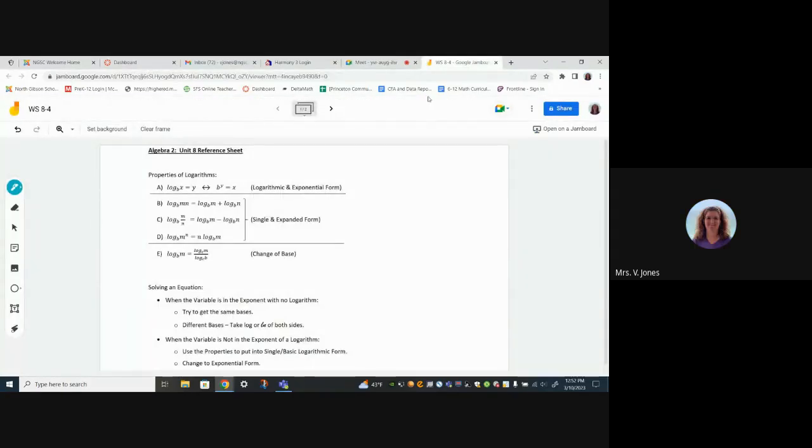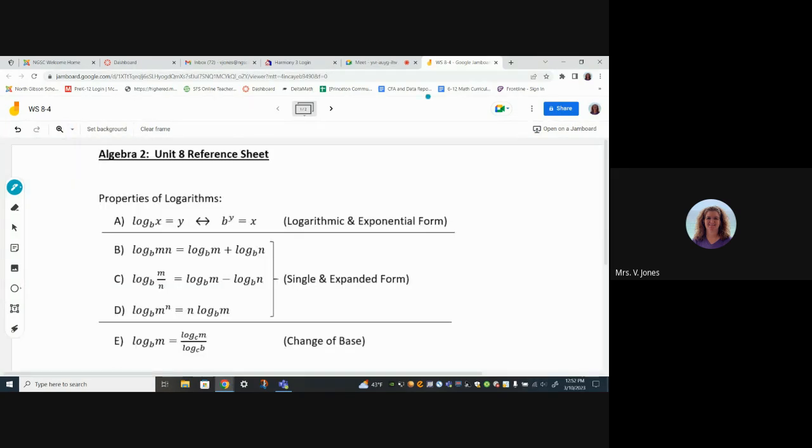All right, so we're going to look at your reference sheet again. So this will stay with you every day. All right, so properties of logarithms. Today we're going to talk about ln. Okay, that is a natural logarithm.